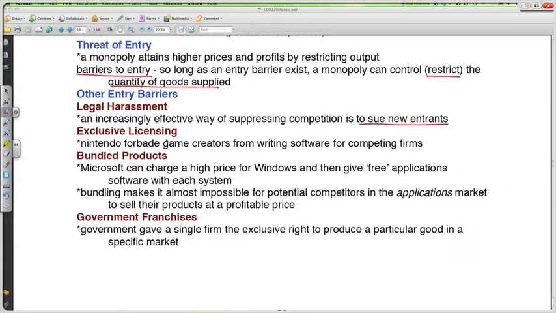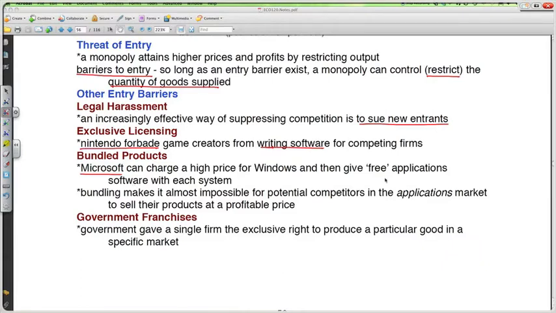They could also have exclusive licensing. So like Nintendo forbade game creators from writing software for different firms, say for Microsoft or Sony. So if I'm creating an application and I only make it for Nintendo, I can't also make my application or my game for another person. So that way that gives Nintendo that extra edge.